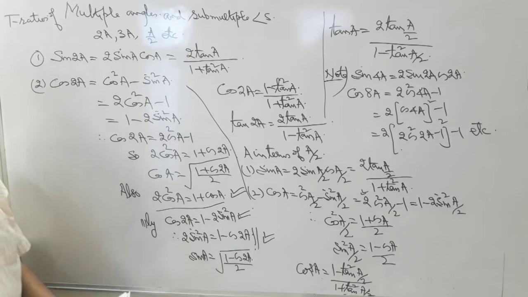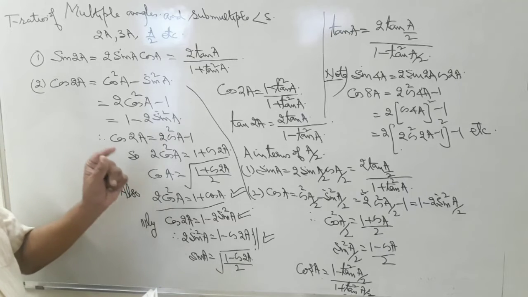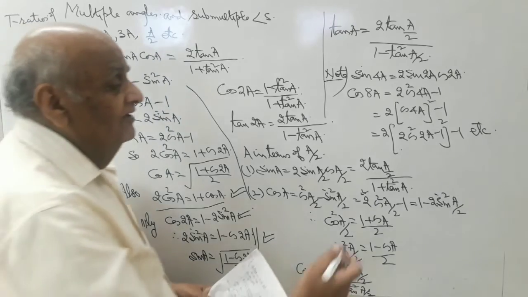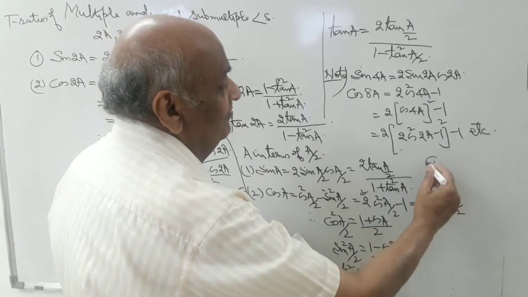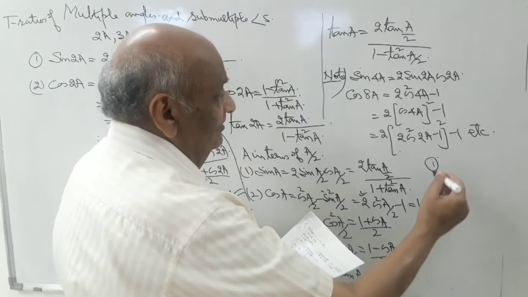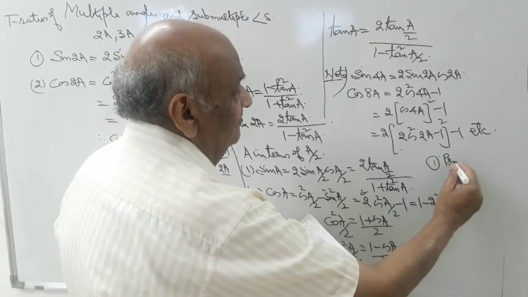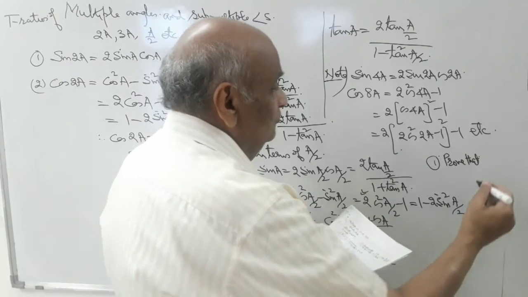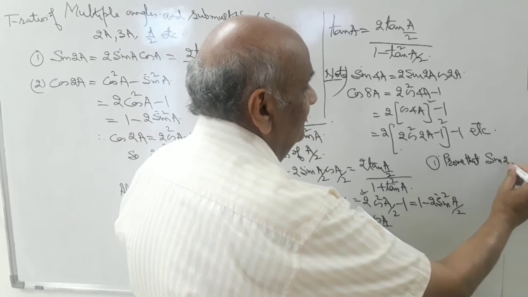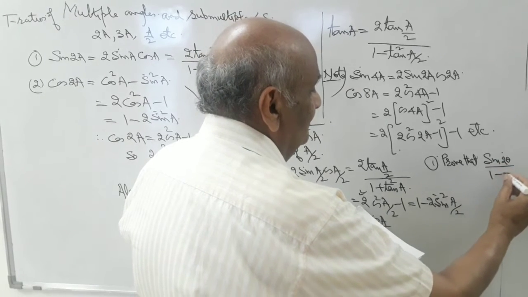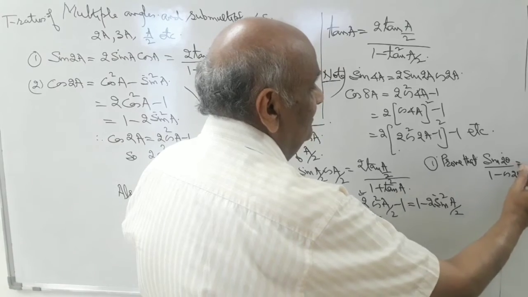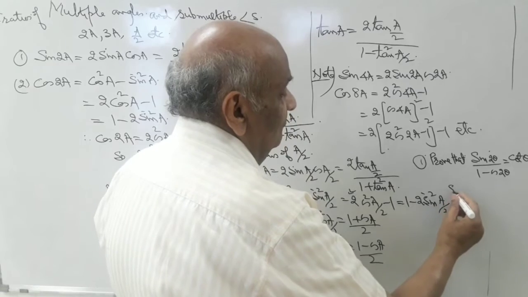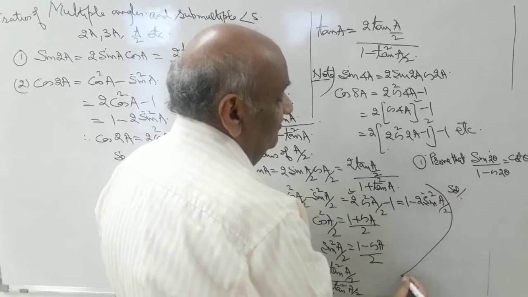Now, with this idea in mind, let us take up a few varieties of questions on these formulas. To start with, I come to question number 1. He says, prove that sin 2 theta upon 1 minus cos 2 theta is equal to cot theta. Very simple numerical I have taken. Take up the solution from here.